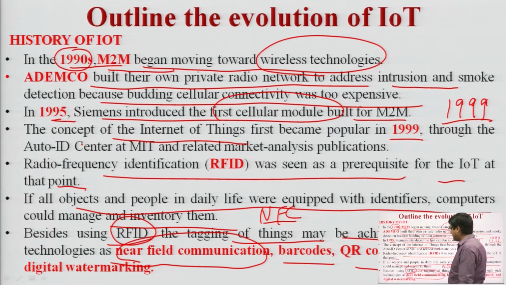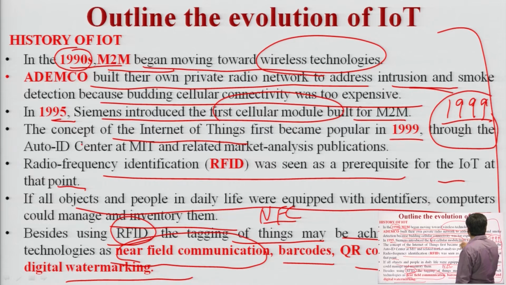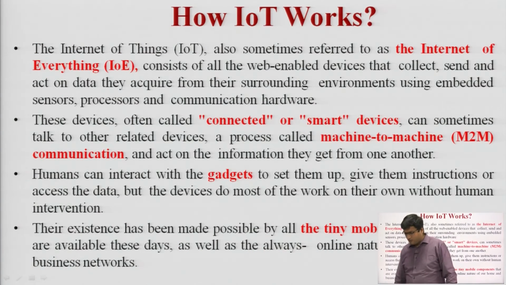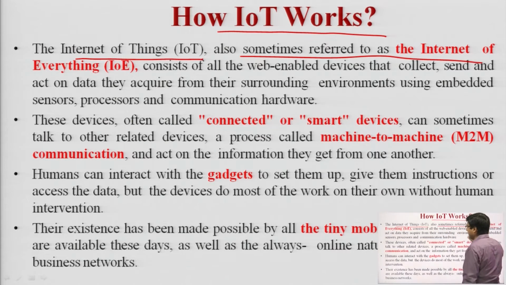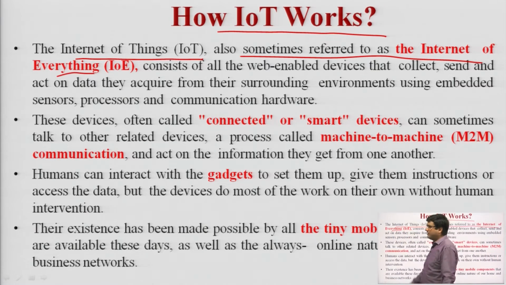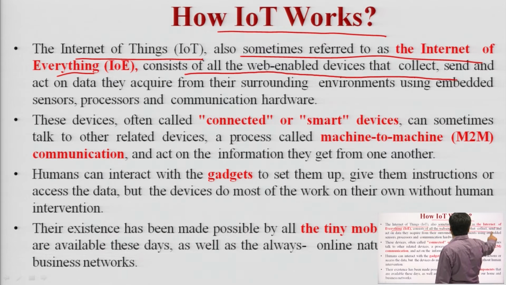Bluetooth technology we are using, digital watermarking we are using, all our devices use the IoT. So how does IoT work? IoT, the Internet of Things, is also sometimes referred to as the Internet of Everything. Why Internet of Everything? Because each and every device we can connect to the internet becomes part of the Internet of Things. It consists of all the web enabled devices that are able to collect, send and act on data.